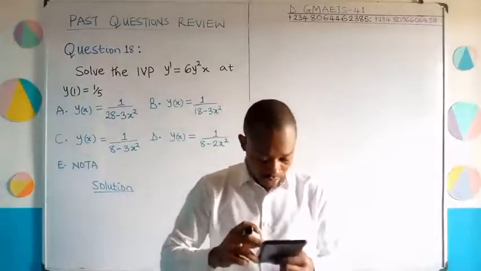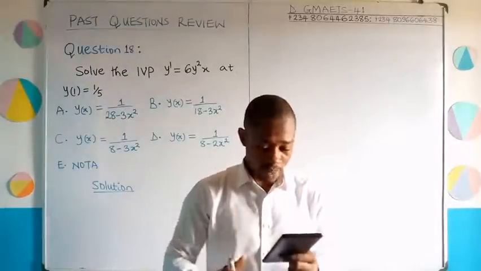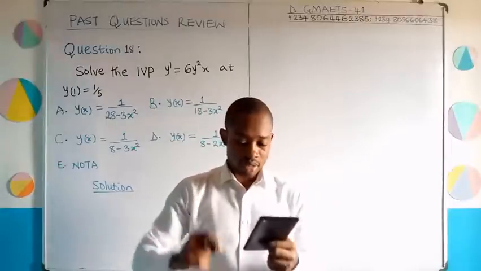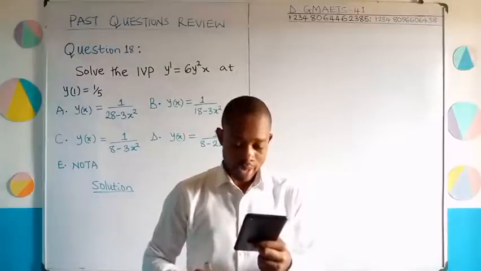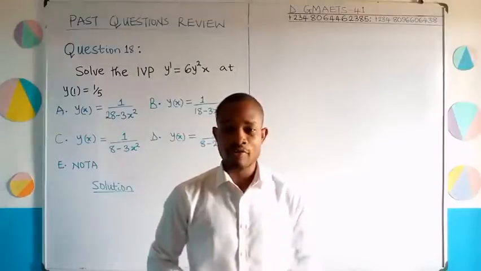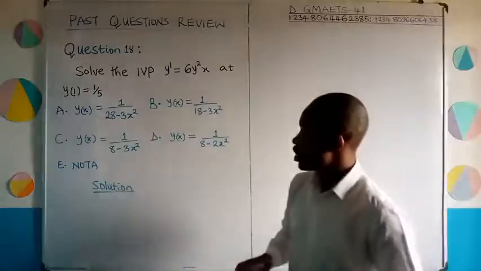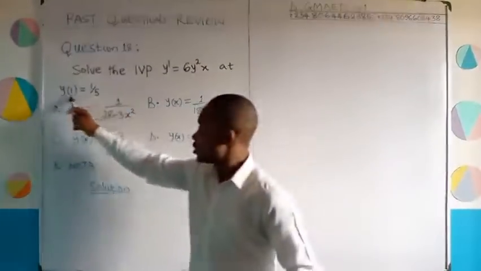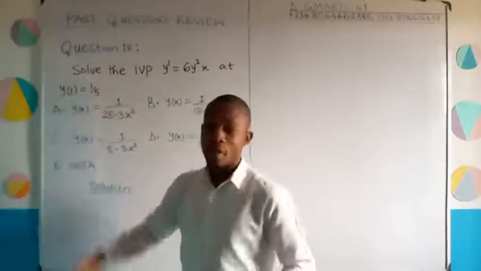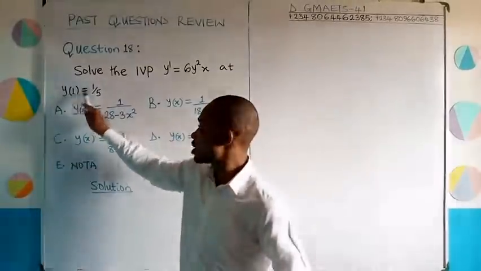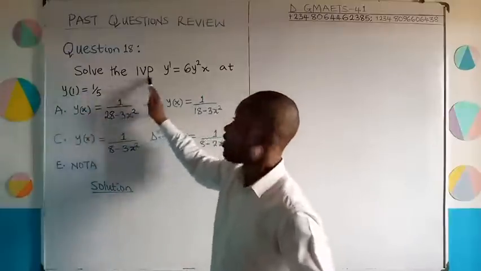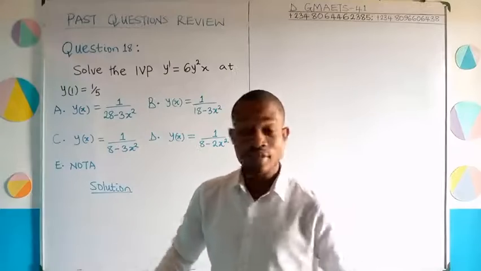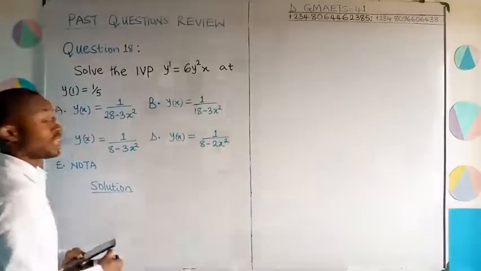Question number 18. It reads, solve the IVP y prime equal to 6y squared x at y of 1 equal to 1 over 5. Alright, for this question, we are to solve the initial value problem. Look at the condition given to us, y of 1 equal to 1 over 5. The fact that the values of x and y here are not the same, they could have used BVP, that is boundary value problem. Is that okay? And it's still the same procedure of handling the problem.